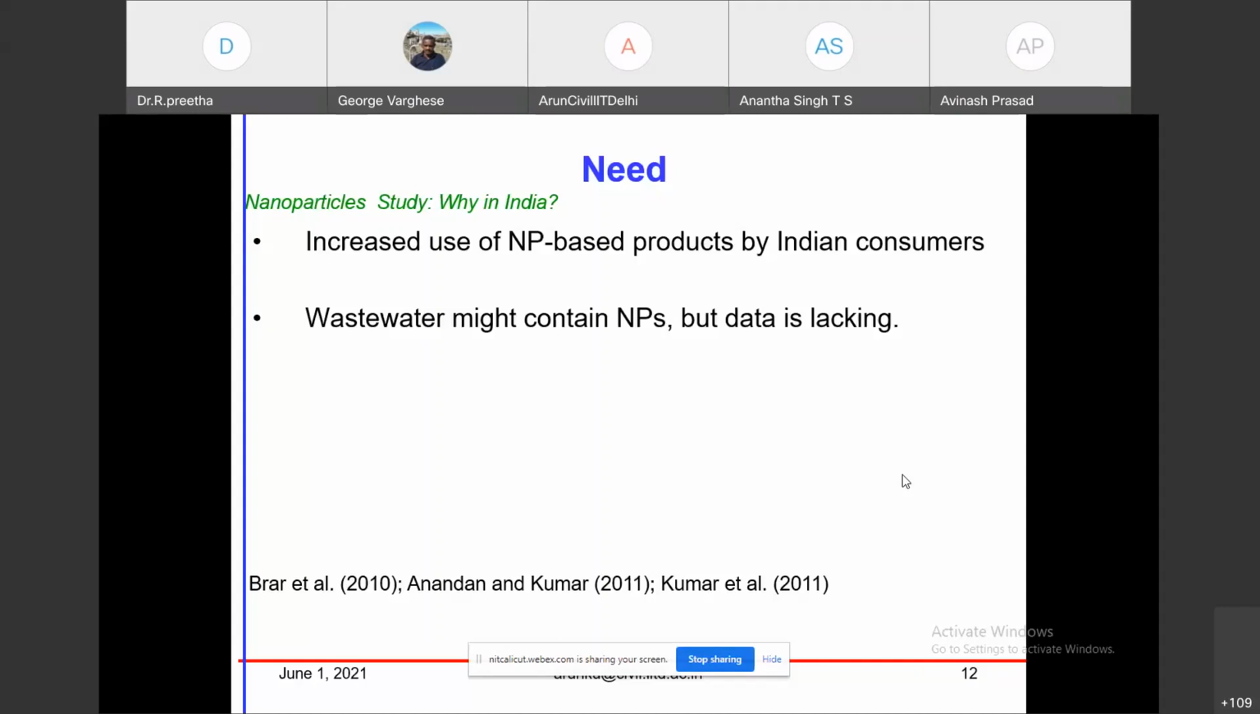Next to the ions, obviously these nanoparticles can give you all types of harmful effects. So one should be looking at these things.